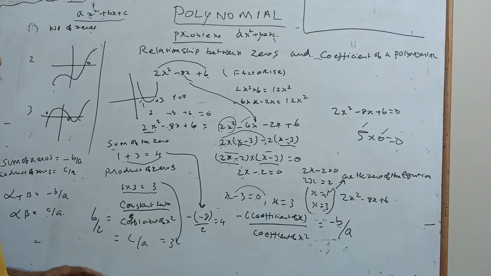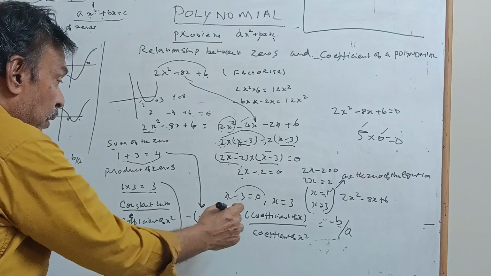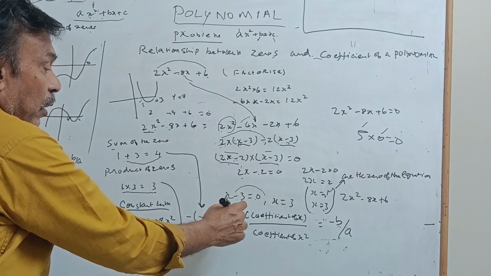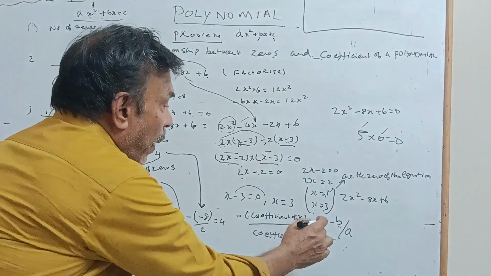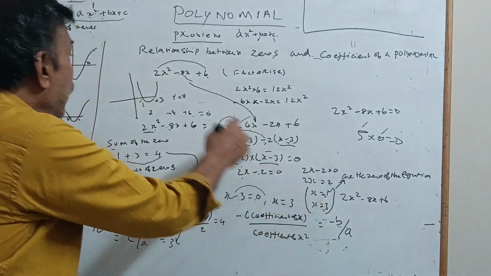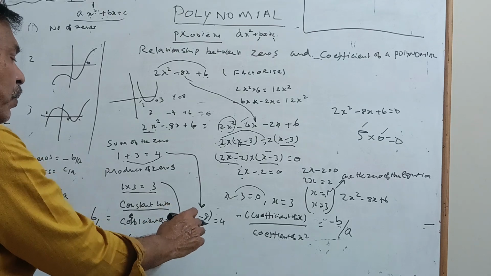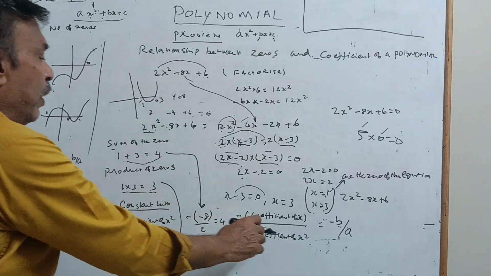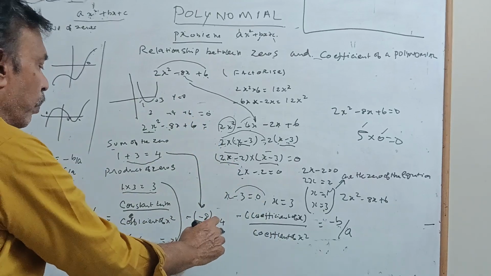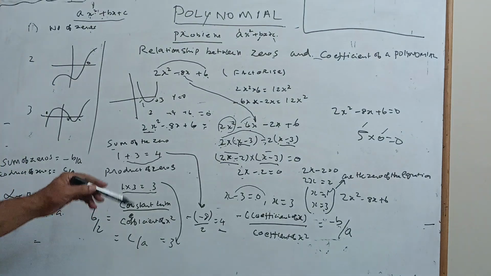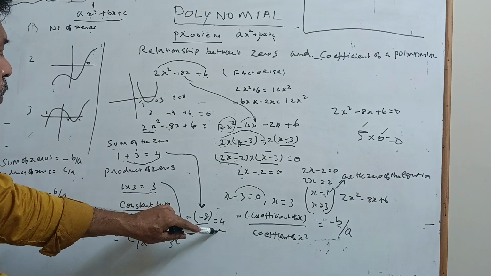The coefficient of x is minus 8, so you should write it as minus 8. This minus sign is different. What the formula says is minus of b, and b is also minus 8. So minus of minus 8 becomes plus 8, divided by the coefficient of x squared, that is 2. If you divide 8 by 2, it becomes 4. So the sum of the zeros becomes 4 here, and here also it comes up 4.